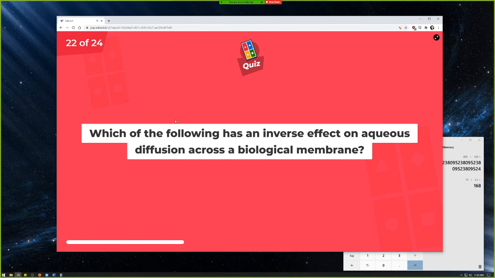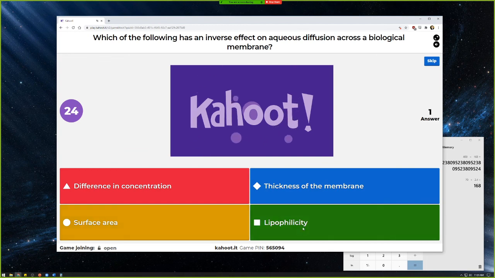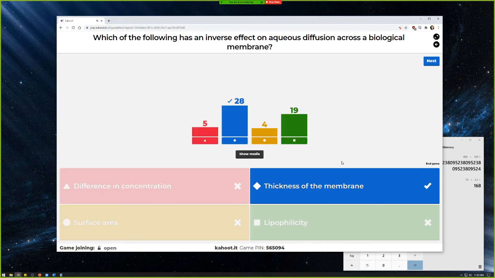Let's see, which of the following has an inverse effect on aqueous diffusion across a biological membrane? It's an inverse effect, so difference in concentration, thickness of the membrane, surface area, or lipophilicity. So as this thing goes up, the other one goes down, being an inverse relationship. Or as I increase this factor, the flux goes down. All right, so thickness of the membrane is correct here.